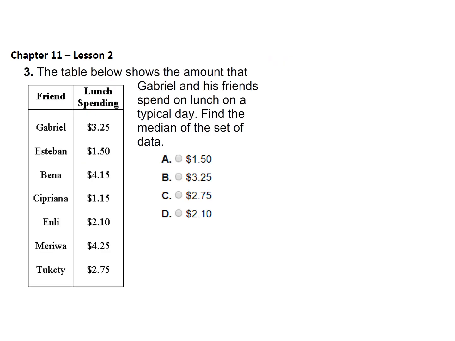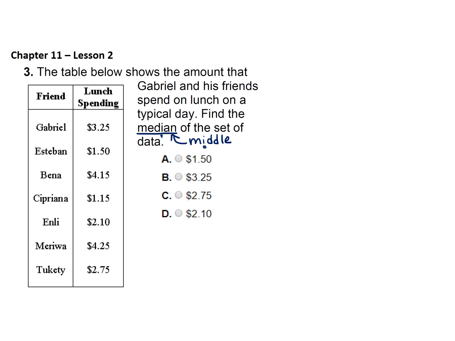Question number 3. The table below shows the amount that Gabriel and his friends spend on lunch on a typical day. Find the median of the set of data. Now remember, median is the middle number, and they both have M's.